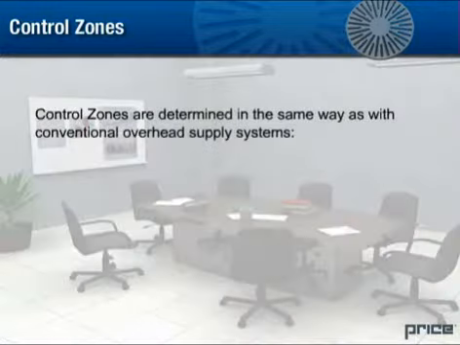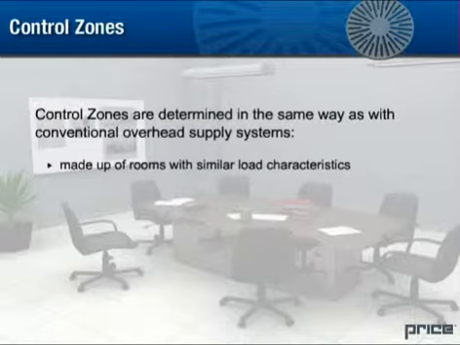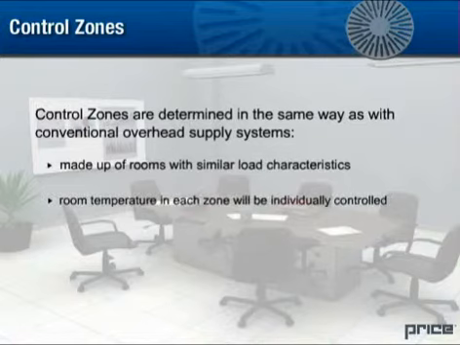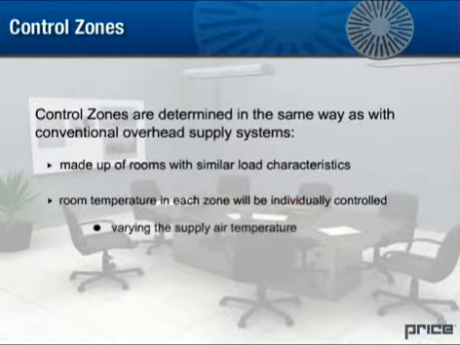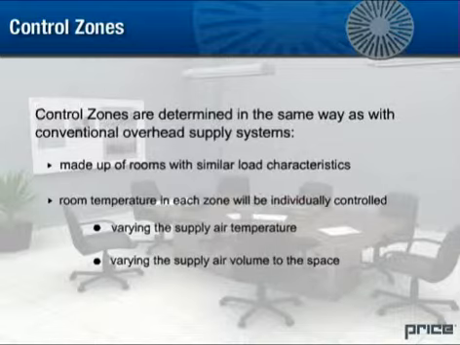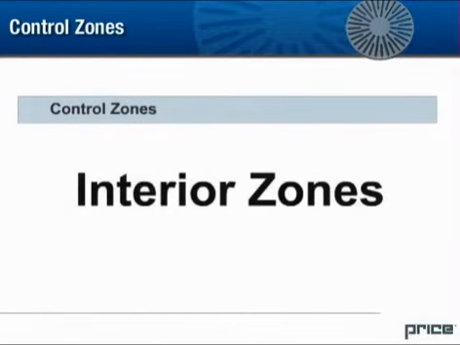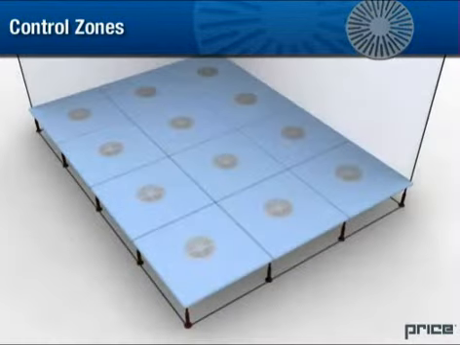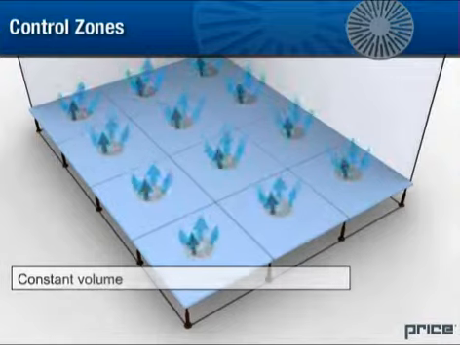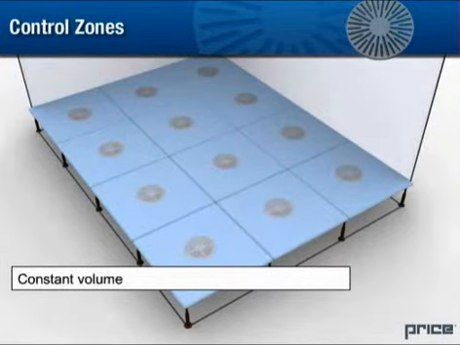Control zones are determined in the same way as with conventional overhead air supply systems. Control zones are made up of rooms or groups of rooms with similar load characteristics. The room temperature in each zone will be individually controlled. This can be done by either varying the supply air temperature or varying the supply air volume to the space. Interior zones typically have relatively stable loads. As a result, a constant volume supply can often be used.